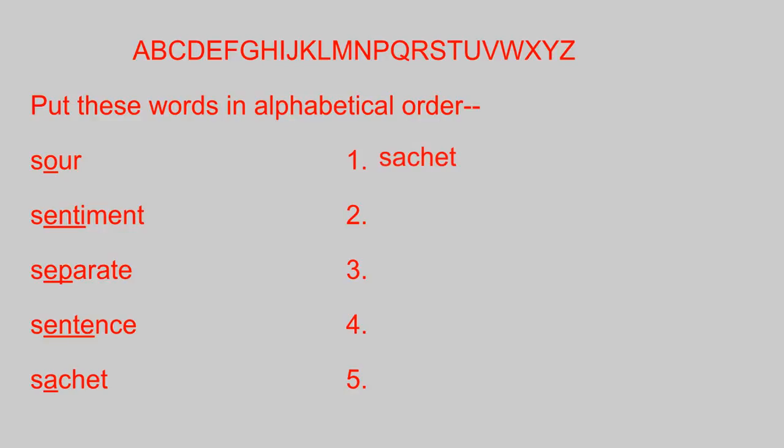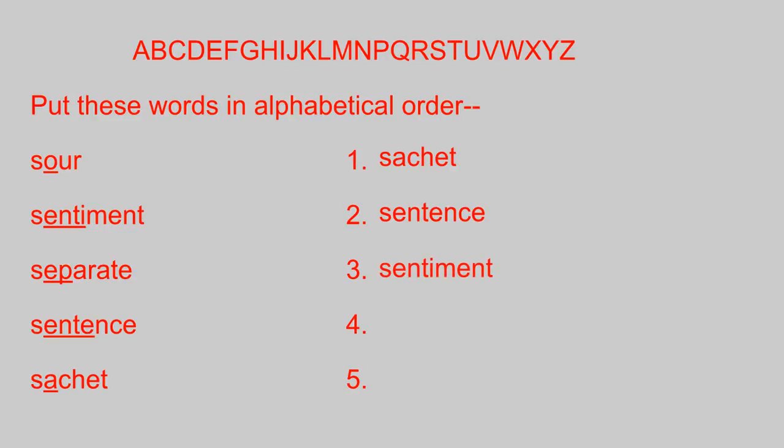Now we have 3 words that have the E for the second letter. So let's look at the third letter. We have an N in sentiment, a P in separate, and an N in sentence. So we know N comes before P alphabetically, so we will look at sentence and sentiment. Each has a T for the fourth letter, so we'll have to look at the fifth letter. We have an I and an E. Of course, E comes before I, so our second word would be sentence. Sentiment would be the third.